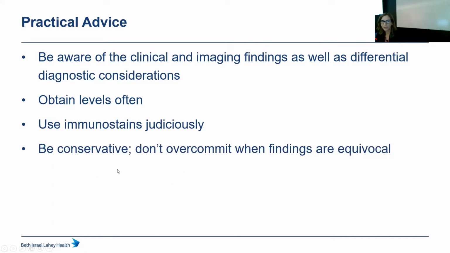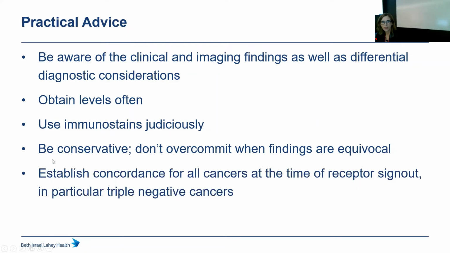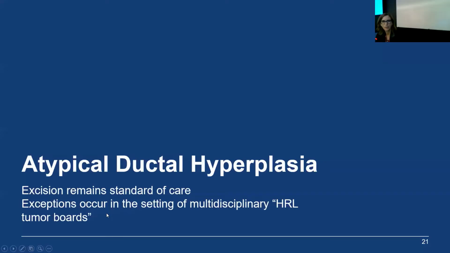And then in the setting of core needle biopsies, I think it's important to be conservative. Don't overcommit when the findings are equivocal. And then I'll talk about at the end the importance of establishing concordance for all cancers at the time of receptor sign out, especially triple negative cancers, and to check the patient history. So we'll get to that at the end.